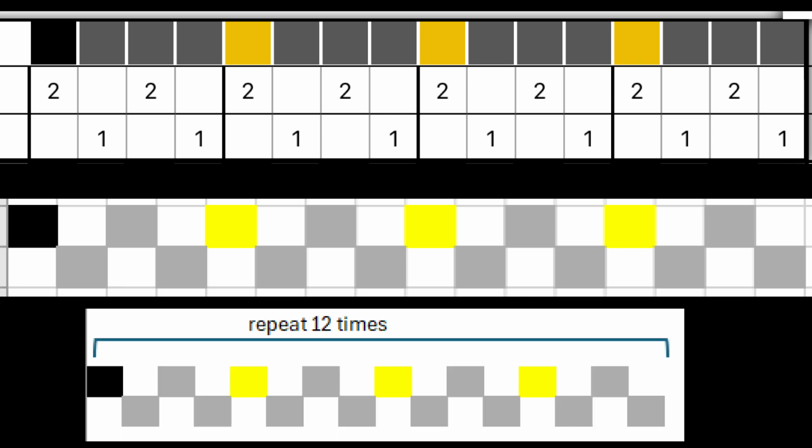Now we're not going to have a pattern that is 16 threads long. So obviously we're going to repeat this pattern however many times that we need to get the width that we want for our project. In this case, we're going to repeat this pattern 12 times across the warp.